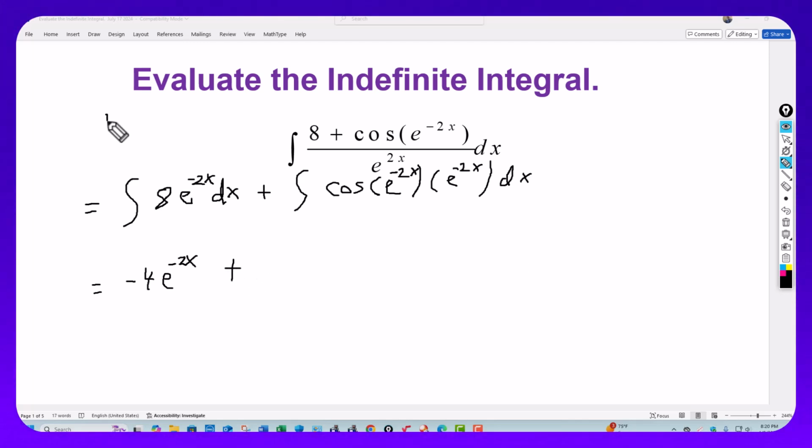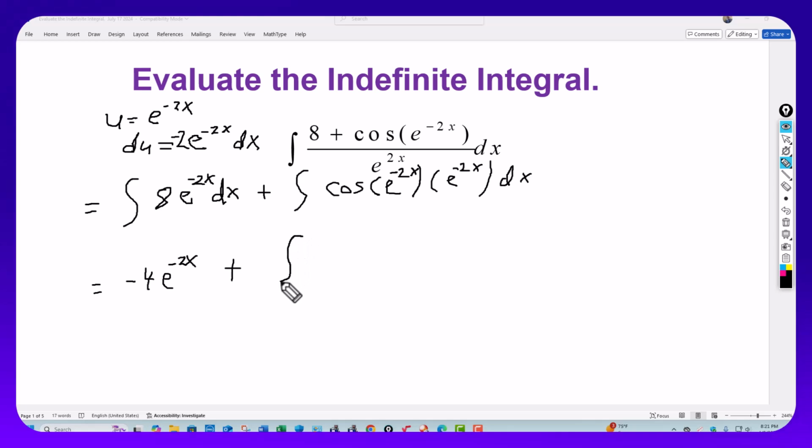And then I'm going to let u, this will be a u substitution for the second integral here, u equal to e to the negative 2x. Then du would equal e to the negative 2x times the derivative of the exponent, that's negative 2, so let's put a negative 2 out in front here. And then this is dx.